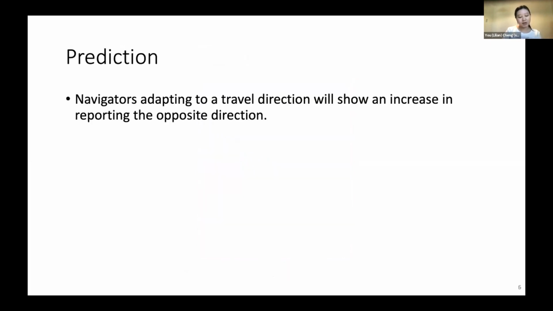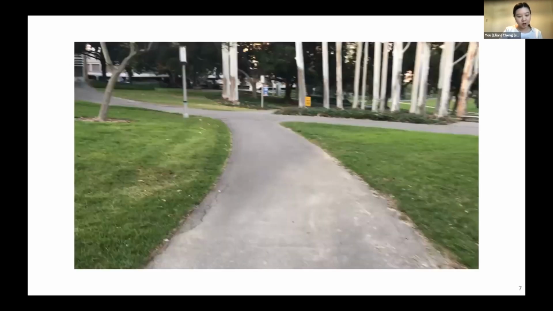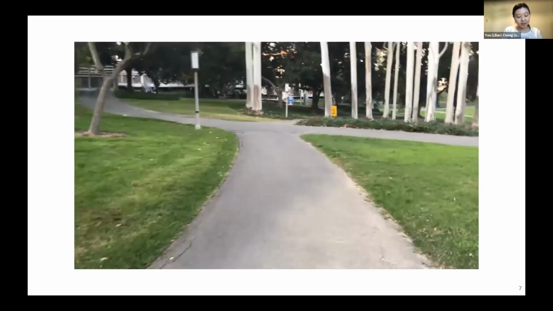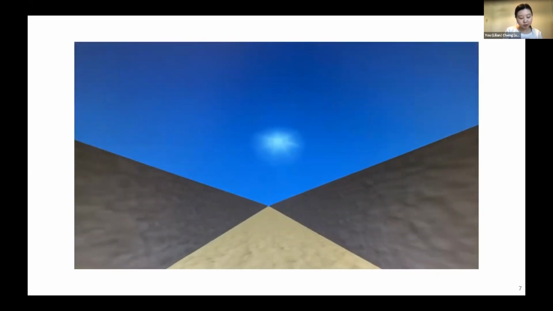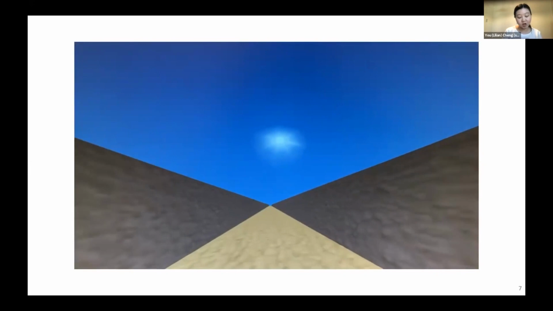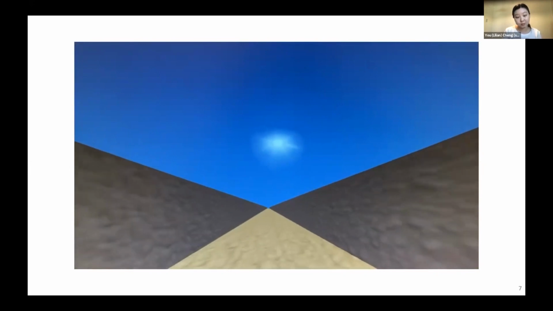In our experiment, we predicted that navigators adapting to a travel direction will show an increase in reporting the opposite direction. We carried out our study in a virtual environment, which includes a virtual hallway and two reference points indicating cardinal directions, a sun and a moon, located at the two ends of the hallway and said to be infinitely far.